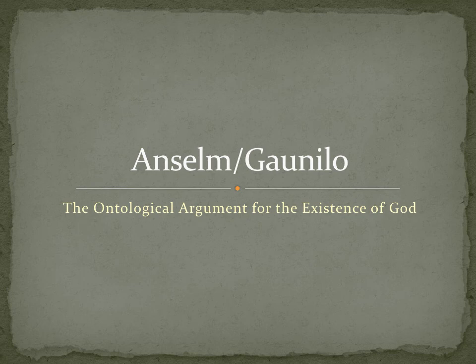We're going to look specifically at an argument for the existence of God from a Christian saint, Saint Anselm, and the response to that argument from a French monk named Gaunilo. This is known as the ontological argument for the existence of God. Ontological because it centers on the nature or the essence of what God is. The ontology of something is the reality, the essence, the nature of it. That's why it's an ontological argument.